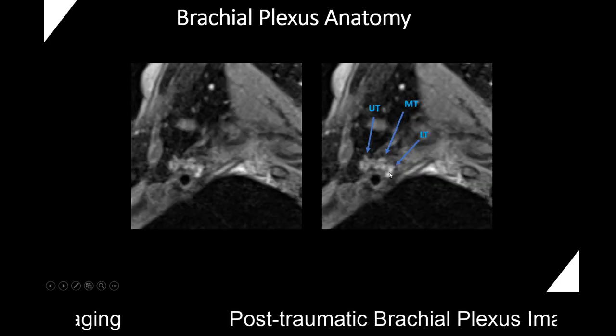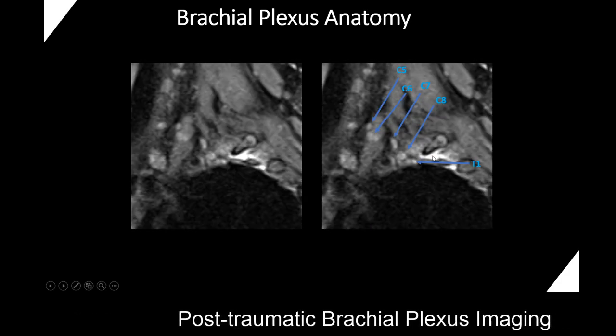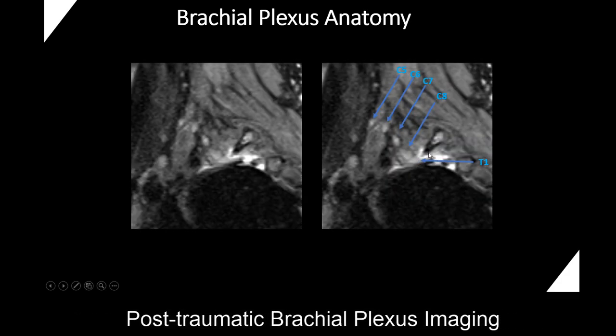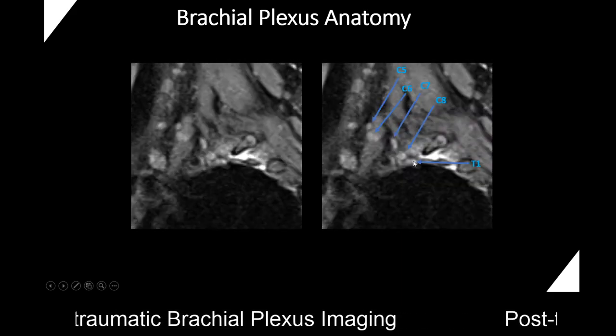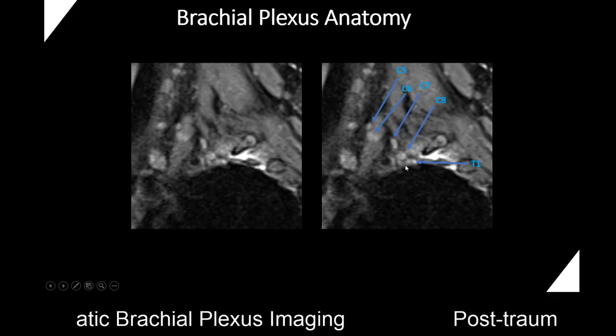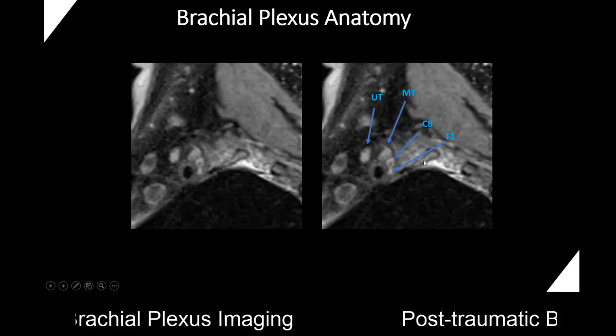lower trunk. Now, this is one of those areas where you have problems with artifact, right? The lung apex, you see this failed fat suppression, and for a couple of clicks through, it's very hard to see the nerve there, that T1 coming over the lung apex. So just keep that in mind.